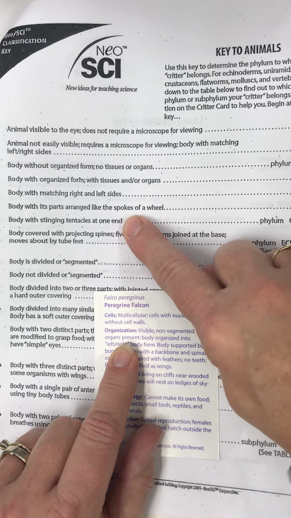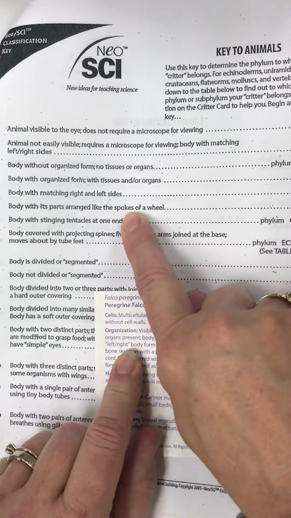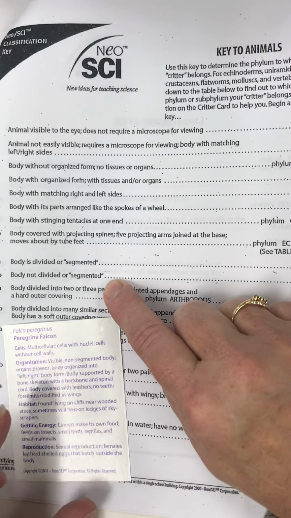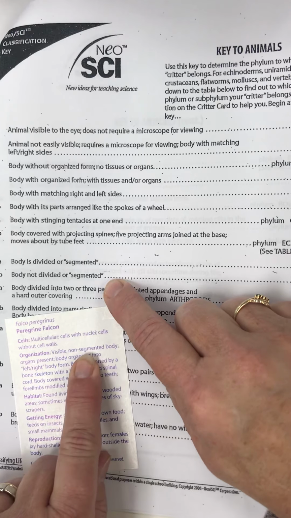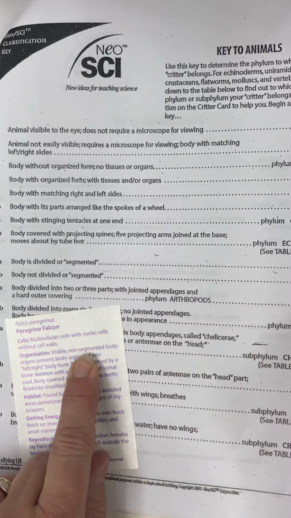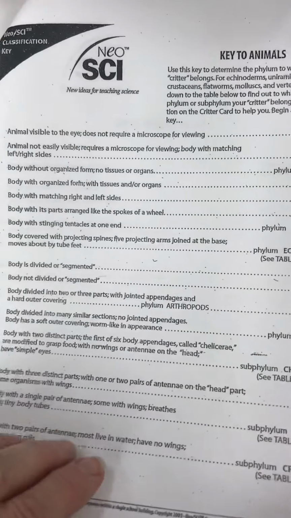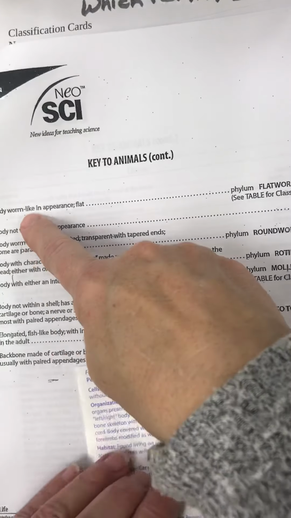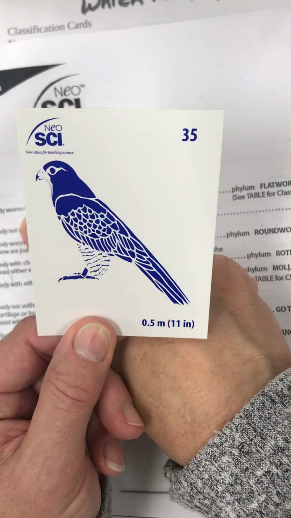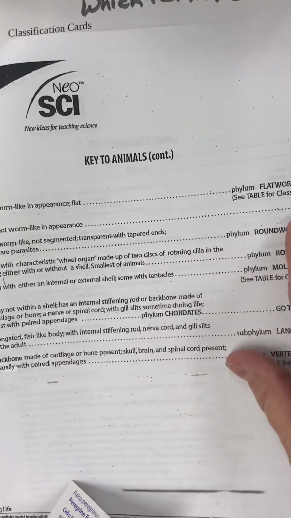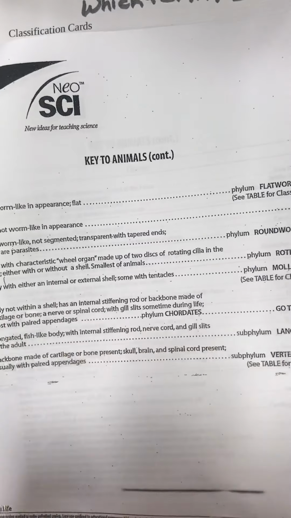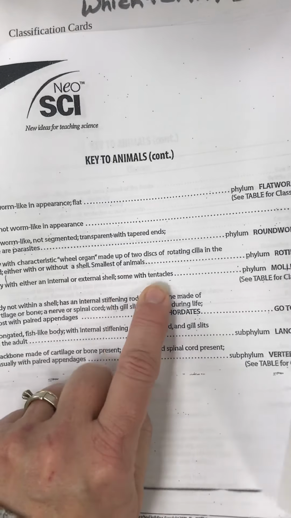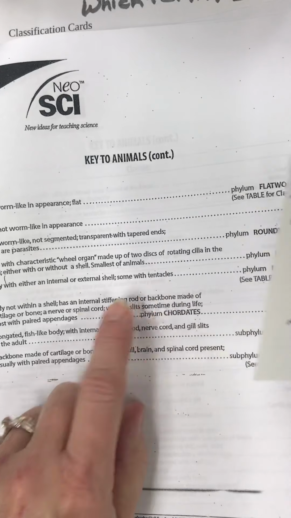Matching right and left sides or spokes like a wheel. It says left-right body form, so go to 5A. Segmented or not segmented. It says right here, non-segmented body, so not segmented. 9A. I got to turn the page to get to 9. Worm-like in appearance. I'm thinking that doesn't look like a worm, so I'm going to think not worm-like. 11A or B. Okay, it says body with either an internal or external shell with some tentacles. I'm not thinking that's describing that.